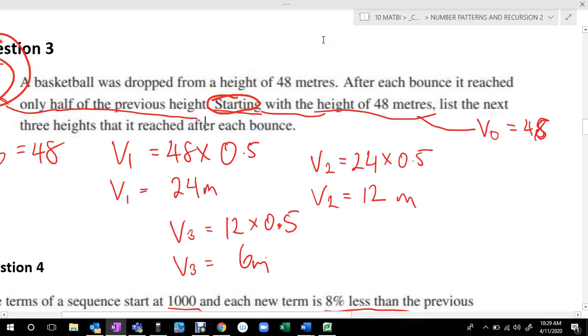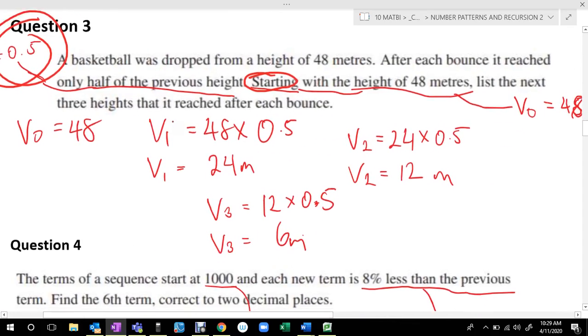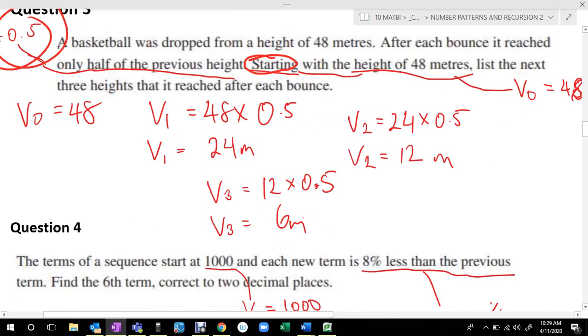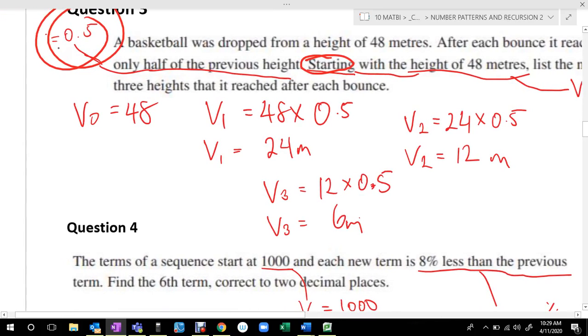With the 48 meters, list the next 3 heights that it reached after each bounce. So we're looking for the next 3 bounces, the height of each one. If you use your information there, we know that the ratio is 0.5, because if it's only bouncing half of its previous height, you're multiplying by 0.5, or by a half, or you divide by 2. Let's say you're dropping it from 1,000 meters, and you don't want to do the long way. What could you do instead? Nth term rule.